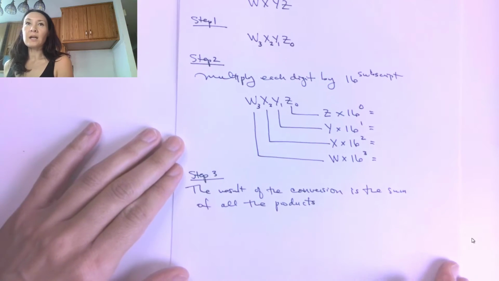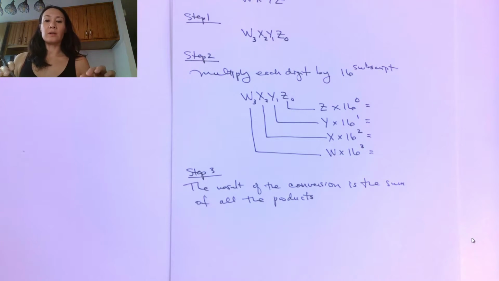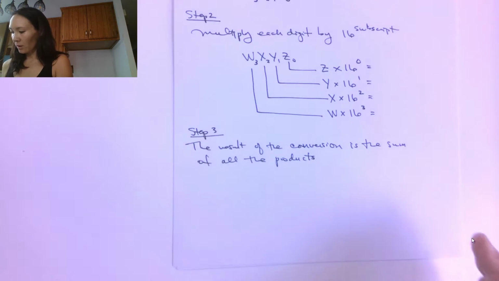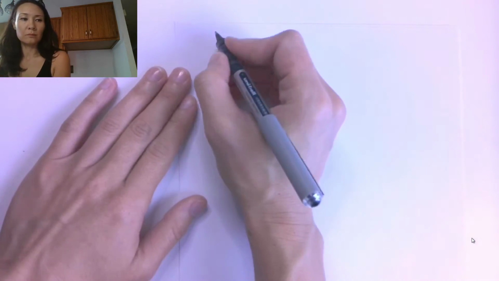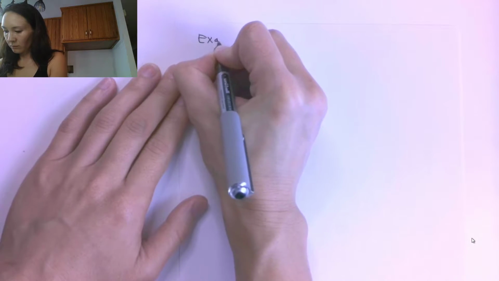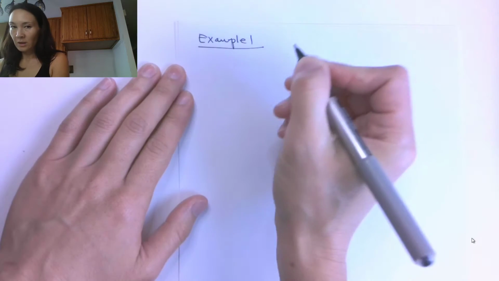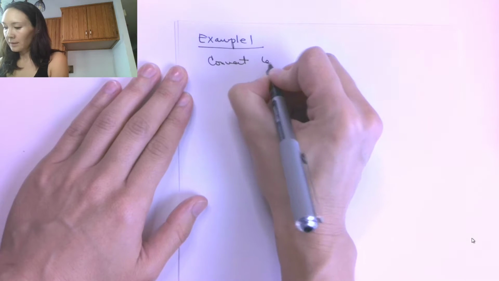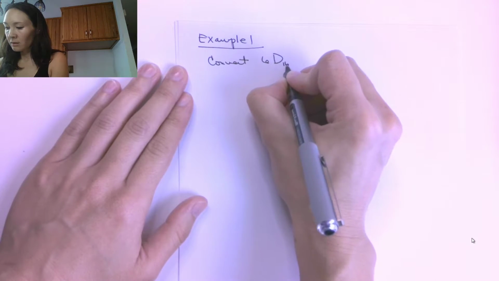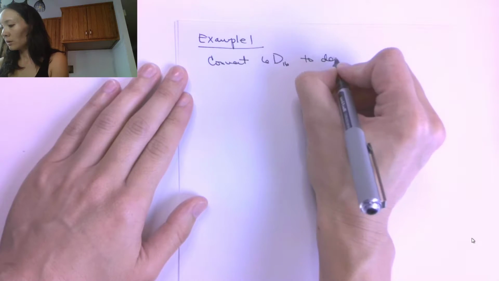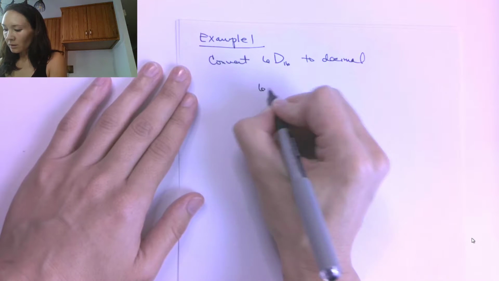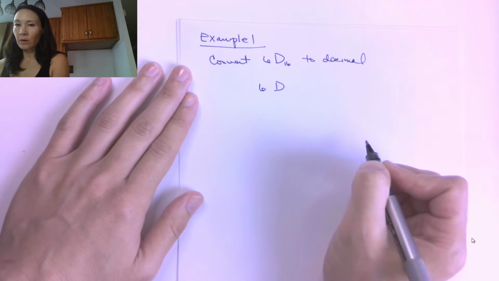Okay, so let's see a couple examples. We'll do one small, easy one, and then we'll do a harder, more complicated one. So for example 1, let's convert 6D in hex to decimal. Okay, so we're going to write out the digits of our hex number.